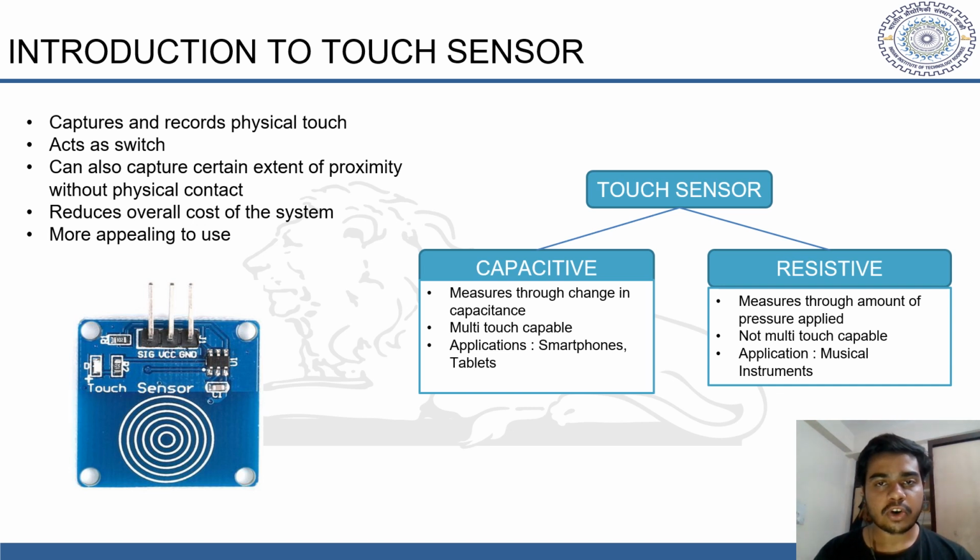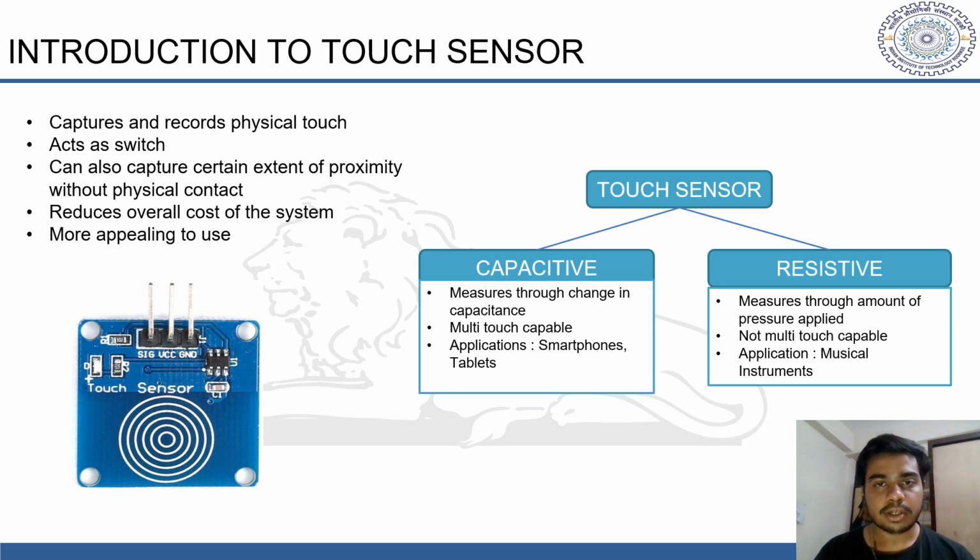So every day we use a lot of portable electronic devices like smartphones, tablets, etc. We started from mobiles, which used buttons to interact, and now we are using a touchscreen to interact with the device. What enables us to use this touchscreen are touch sensors. So touch sensors basically capture and record physical touch, as the name suggests. It can act as a switch which turns on or off based on the contact. So we could say that the circuit is closed if we are touching the touch sensor.